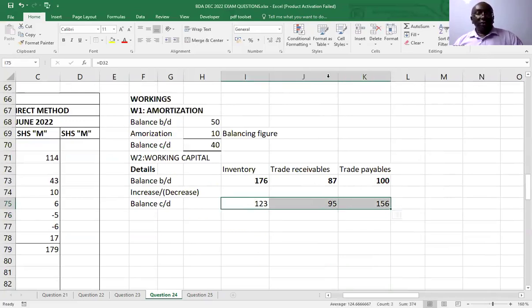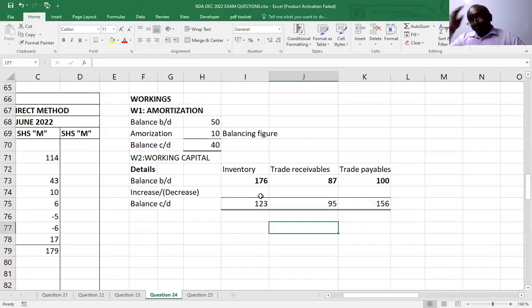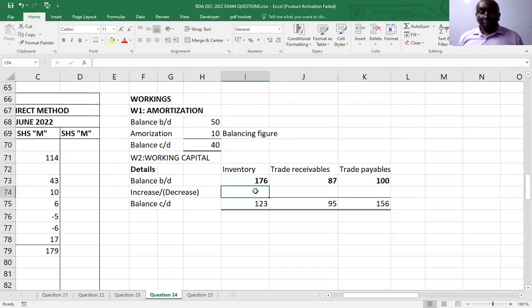So these ones, you can give them a double bottom border that way. And now this one. I hope we are there, all of us. In case you have been left behind, say so.